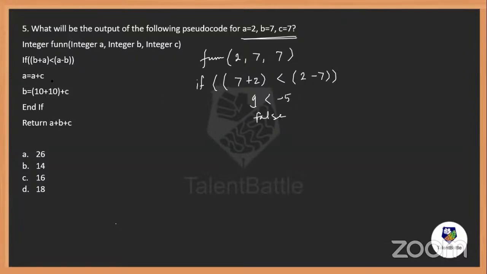Again, we don't need to execute these 2 statements because the condition is false. Directly we can return the value of A plus B plus C. So 2 plus 7 plus 7, no updates in the values of A and B. So that leads to 16. And the final answer will be option C.